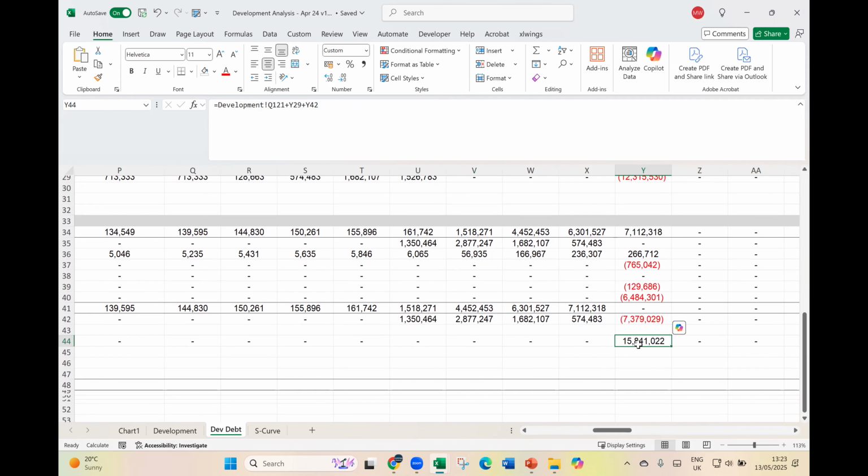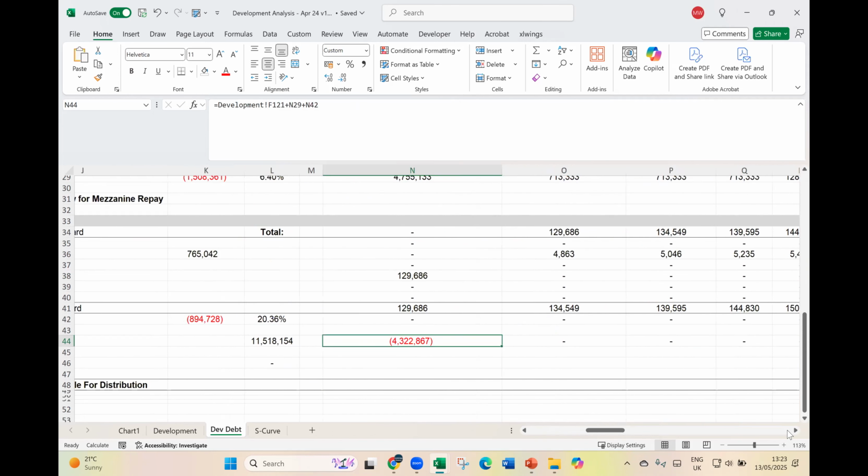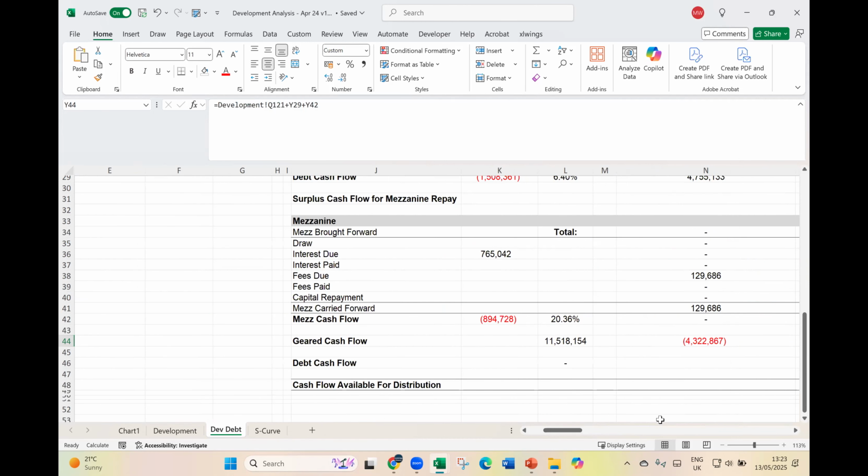And then it means that at the end you get your equity of 15 million. So it's not a bad investment, is it? You put in 4.3 million, and then you're going to get back at the end 15 million. So that's your gear cash flow. So how do you find the profit?